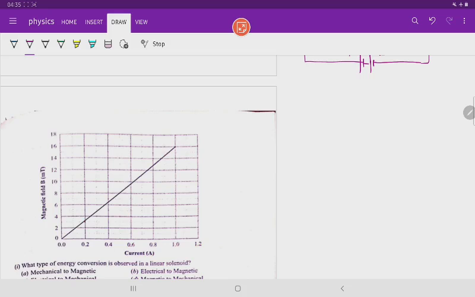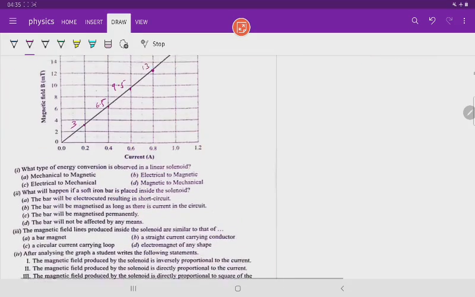So we got somewhere here 3, and for 0.4 it's somewhere near 6.5, and for 0.6 it is somewhere near 9.5. For 0.8 it is somewhere near 13. This is 13 and this is 16. This is 9.5, this is 6.5 and this is 3. So these are the points we are getting correspondingly. The x value is 0.2 only. I'm just marking this 3 as the y value again. So what type of energy conversion?